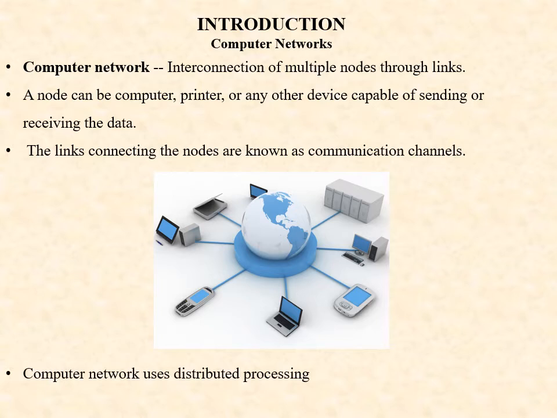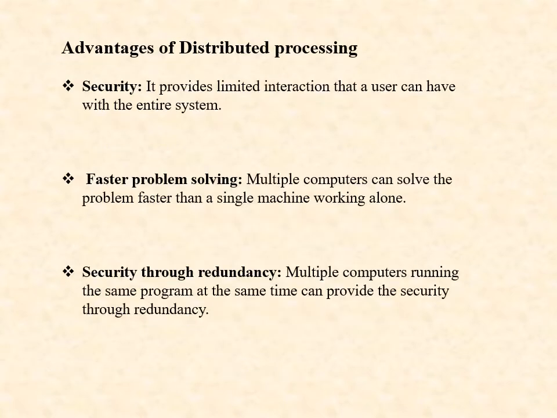The computer networks use distributed processing, in which the task is divided among several computers, instead of a single computer handling an entire task. Each separate computer handles a subset. Advantages of distributed computing.